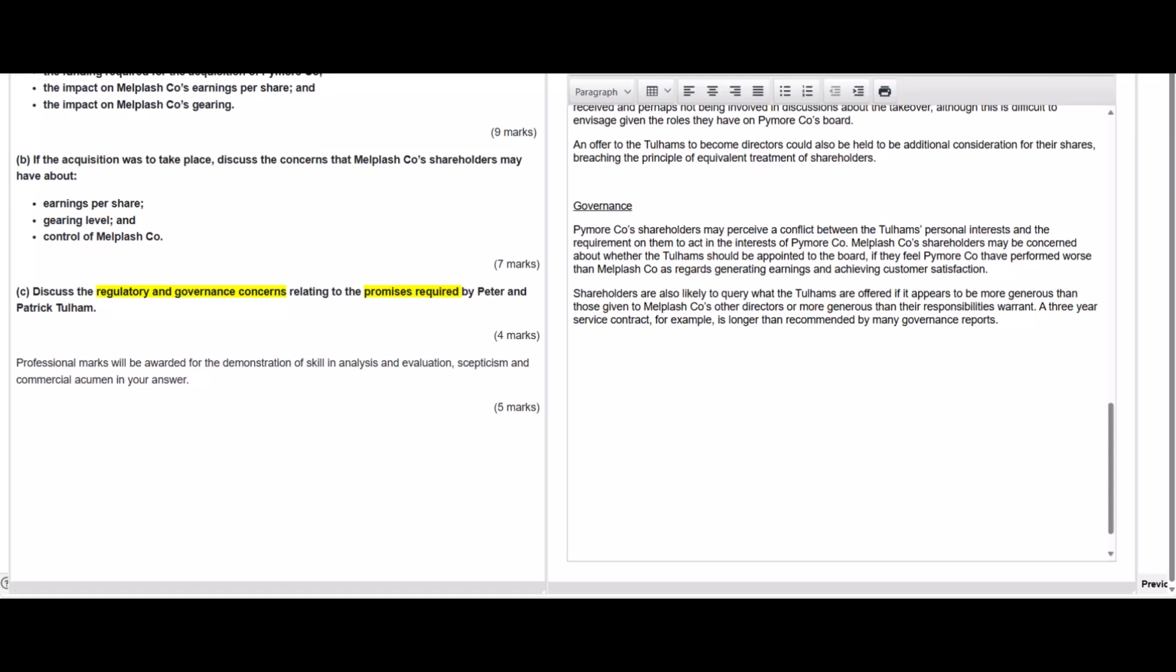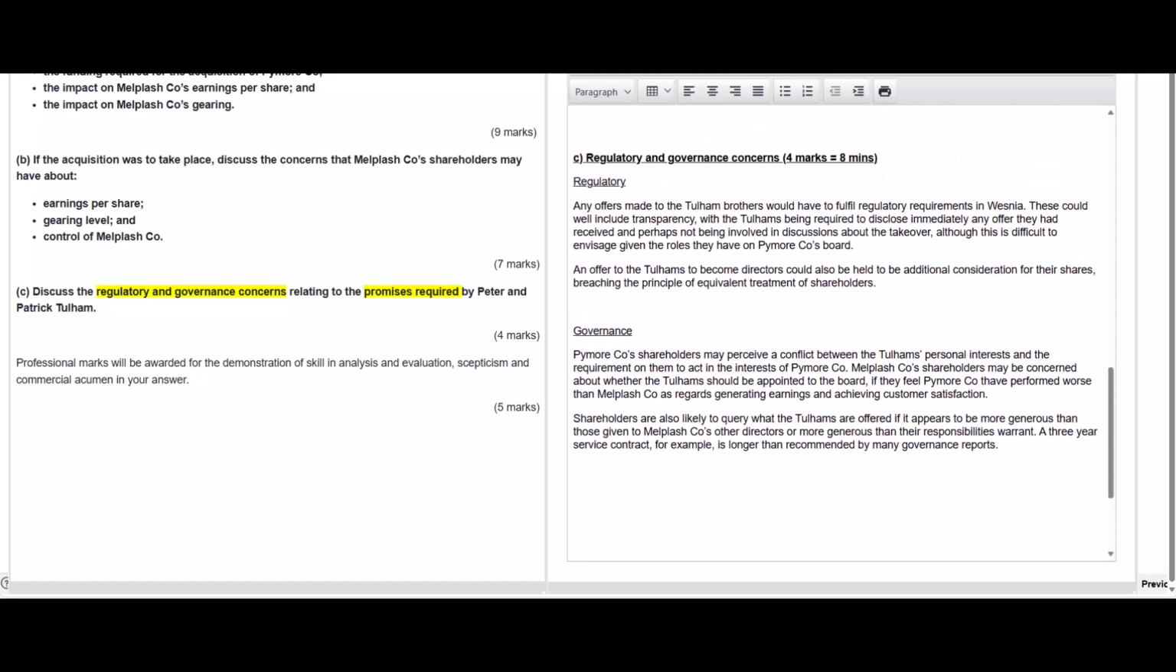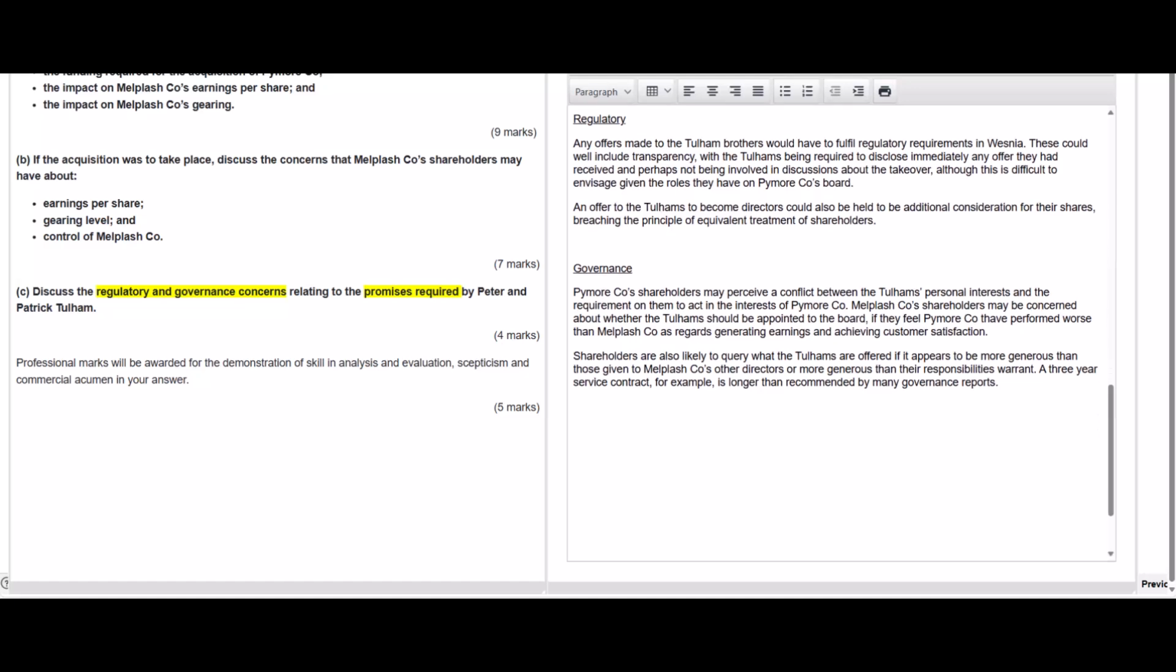And also there could be a bit of an issue if it seems that the Tullums have been given more generous terms than Melplash's other directors, or maybe more than they deserve. So a 3-year service contract, for example, is longer than is often recommended by governance reports. So we could bring that in as well. So I've made 4 points in there. It was 4 marks, so that's looking pretty good.